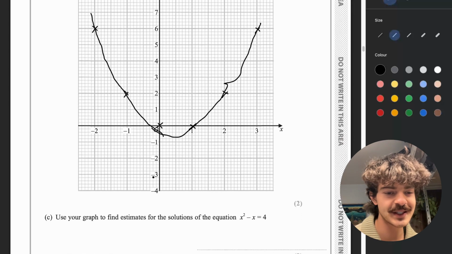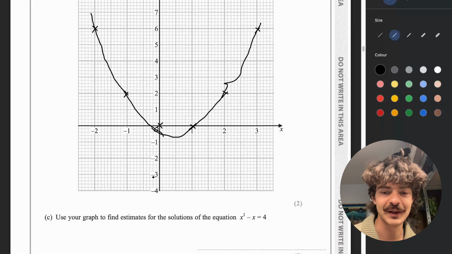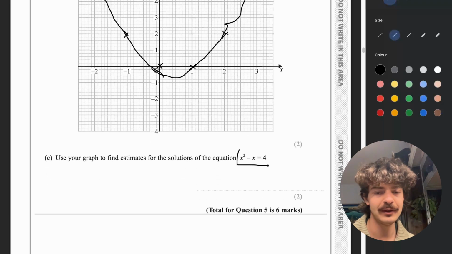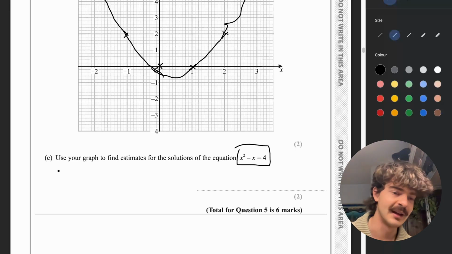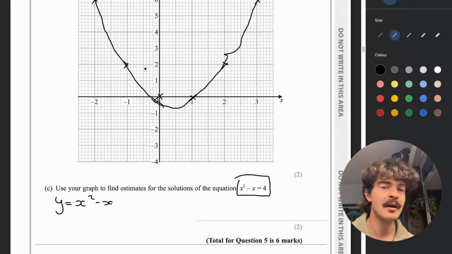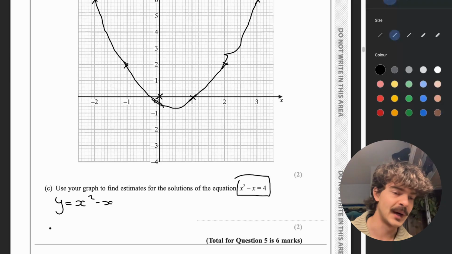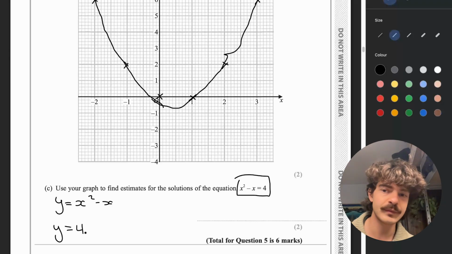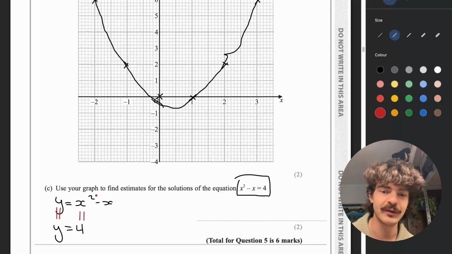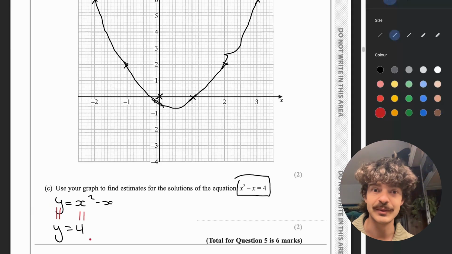Sweet. And then part C says, use your graph to find estimates for the solutions of the equation x squared minus x equals 4. Okay, a little bit of background understanding. What is this asking? Well, previously our equation was y equals x squared minus x, and that's what we've plotted up here. But let's say we also theoretically had the equation y equals 4. Well, what do you notice? Because both of these are equal to y, they can be equal to each other. So this question can actually be decomposed into 2 equations themselves: y equals x squared minus x and y equals 4.